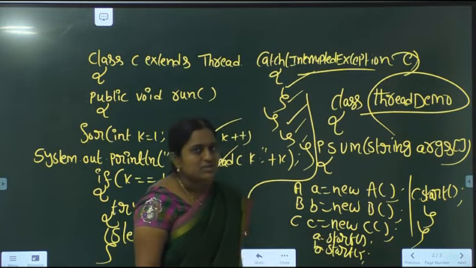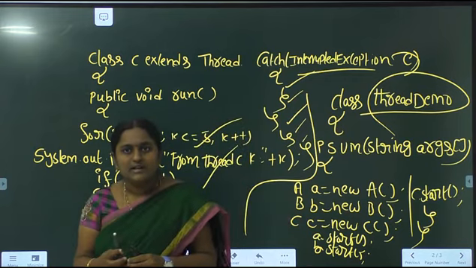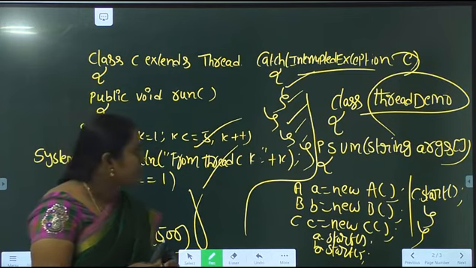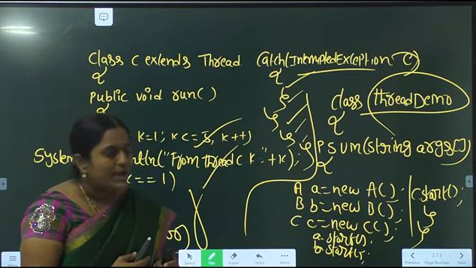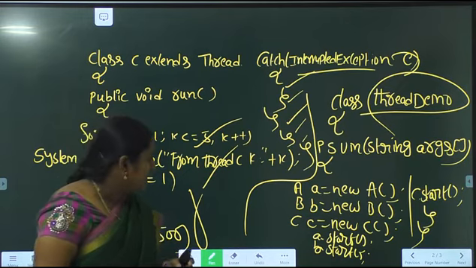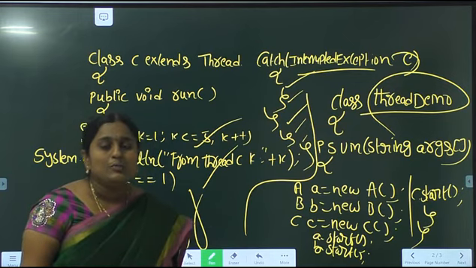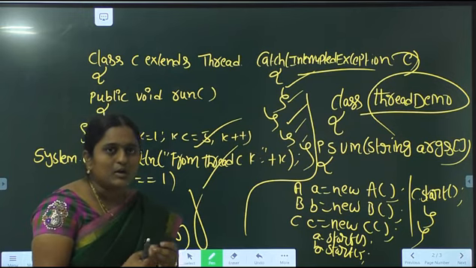So what is the functionality of the start method? The start method will hand over to the run method of the Runnable interface present in the Thread class. Whenever we call the start method, the body of the run method will be executed. Whenever I am calling A dot start, the A class run method body will be executed. Whenever I am calling B dot start, the B class run method body will be executed. Whenever I am calling C dot start, the C class run method body will be executed.